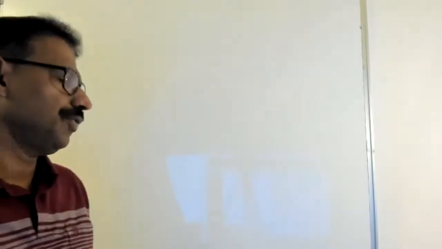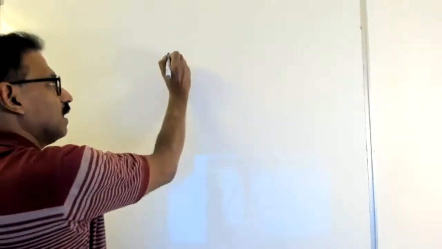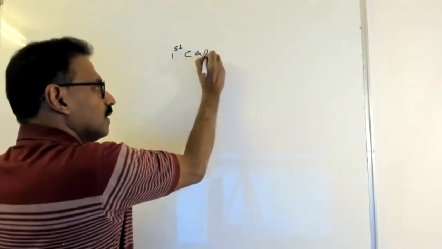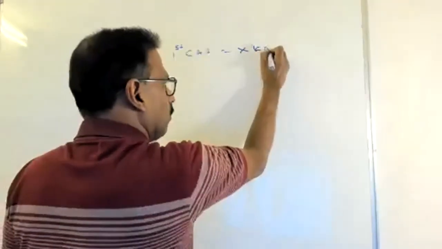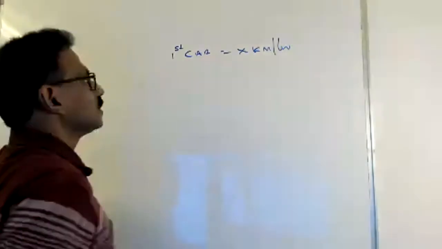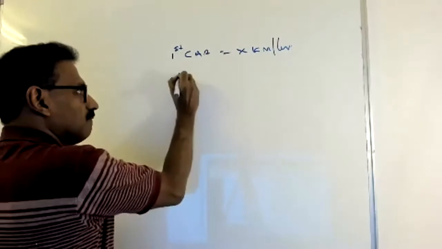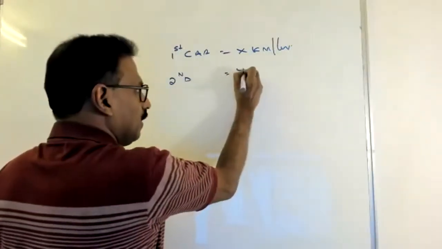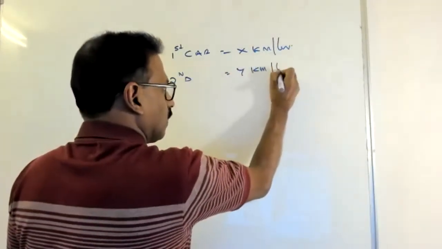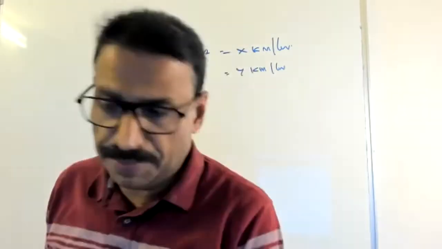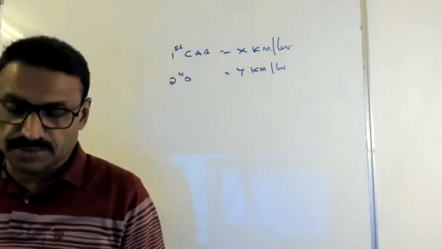Listen here. We assume that speed of first car is x kilometer per hour. Speed of first car x kilometer per hour. And speed of second car is y kilometer per hour. Okay. Two cases there is. Part one, a car starts from A, another from B at the same time. If they go in the same direction, first is same direction, second one opposite direction.